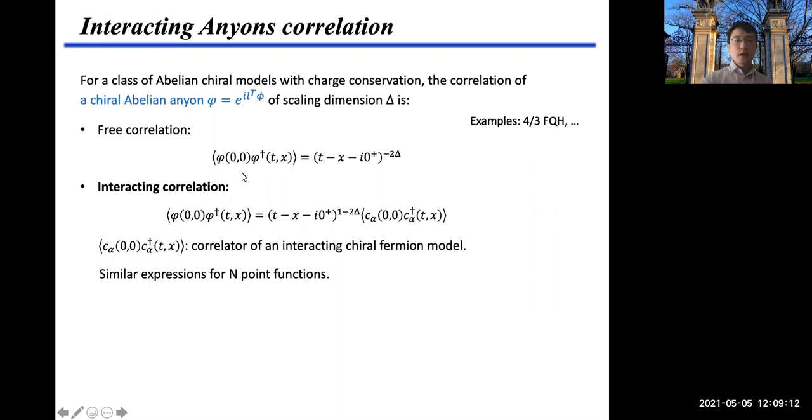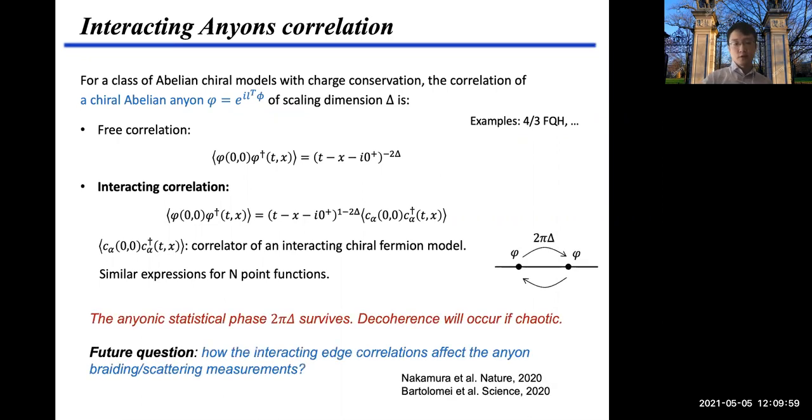If there's no interaction, you would expect the chiral Abelian anyons to have a scaling correlation with behavior determined by the scaling dimension. If you have interaction, the correlation between the anyons becomes a factor like this multiplied by a correlator of fermions. The correlator of fermions scales as 1 over x, so this still has the same scaling behavior as the free case, but this fermion part could involve chaos if the interactions are sufficient.